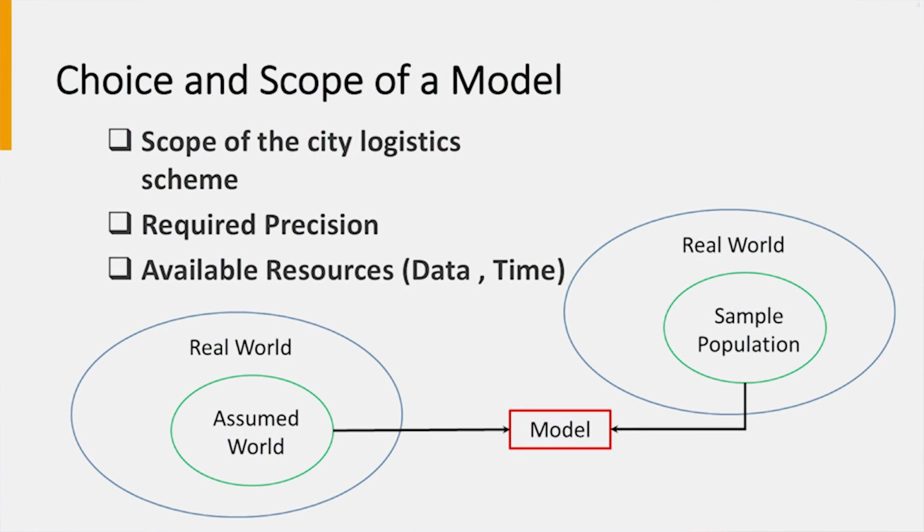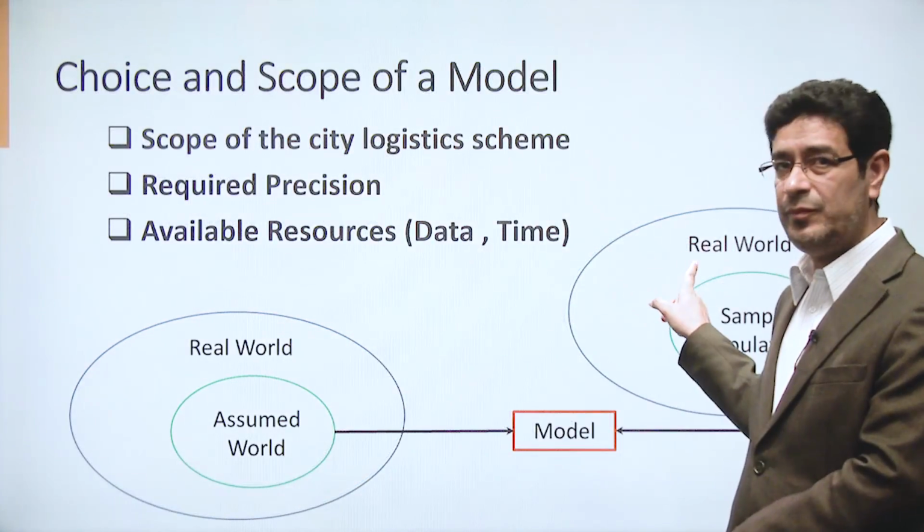As models represent an abstraction of reality, their choice and details depend on the scope of the scheme, required precision level, and the availability of the data source. For example, it is important to know whether the scheme covers a region or just the CBD. Do we need exact estimation of the evaluation criteria or are approximate values acceptable? And how much data and time is available to model a real-life situation?